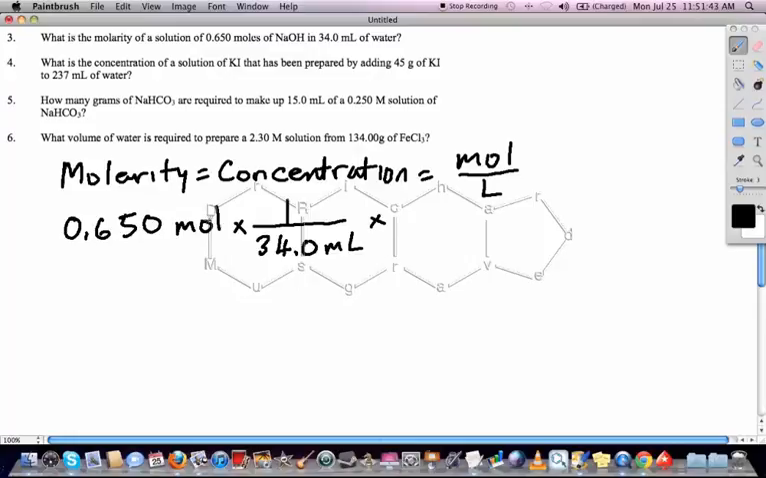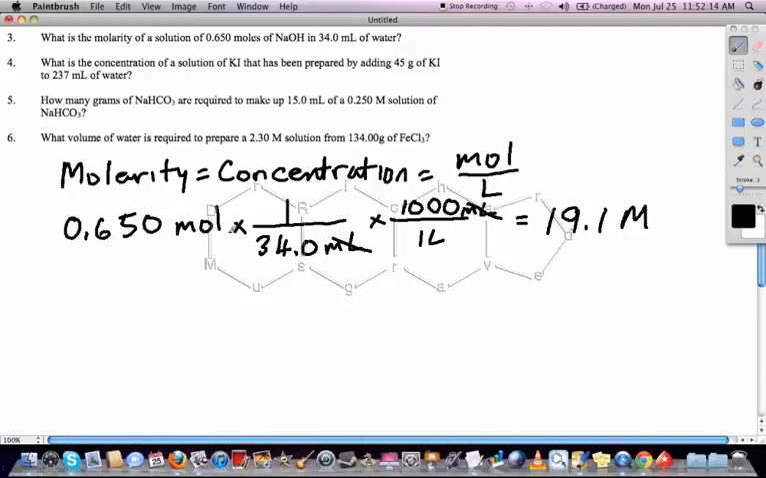So now at the moment what we've got is moles over milliliters or moles per milliliter. But we don't need moles per milliliter, we need moles per litre. So we're going to have to do a conversion here, and we know that 1000 mLs equals 1 litre. So you can see the milliliters will cancel and we'll end up with moles per litre. This will give us 19.1 molar, or if you like, moles per litre. Either one of those units would be fine for that.